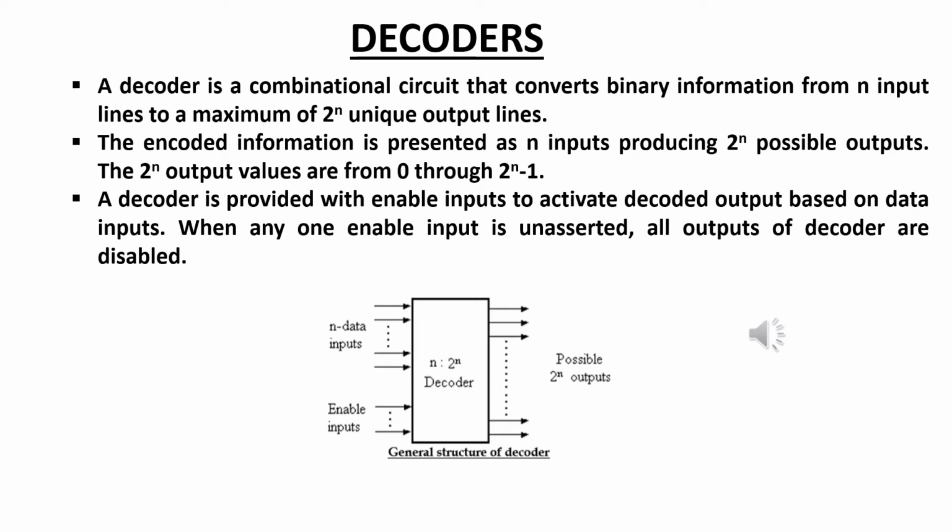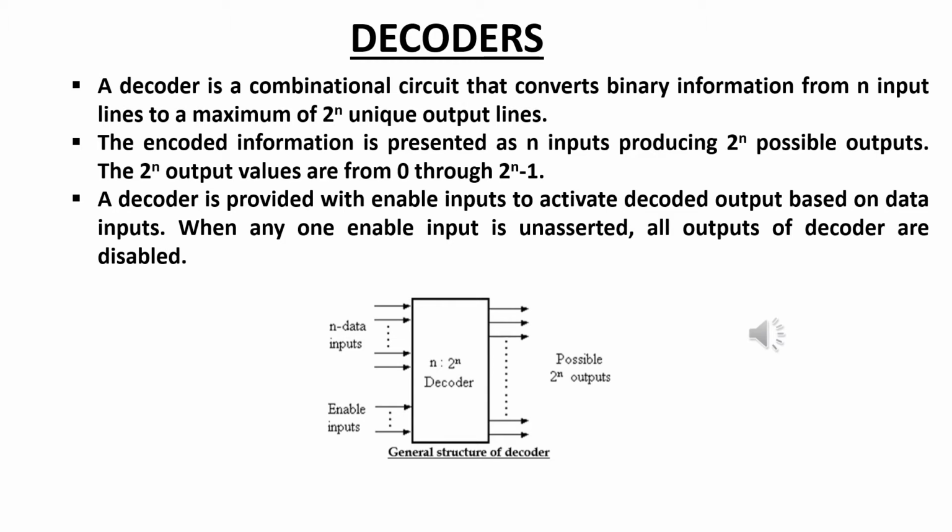The encoded information is presented as n inputs to the decoder, and the decoder will convert that into 2 power n possible outputs. The 2 power n output values are taken from 0 to 2 power n minus 1. For example, if my input is given as 3, then I can get the output values as 2 power 3 minus 1, which is nothing but 8 minus 1, 7. So we can get the output values from 0 to 7.